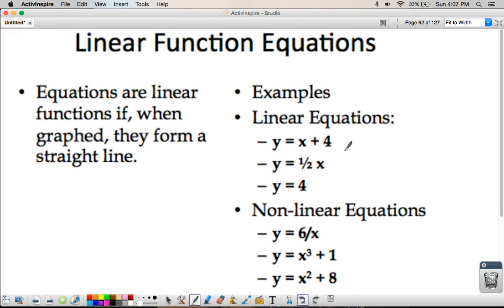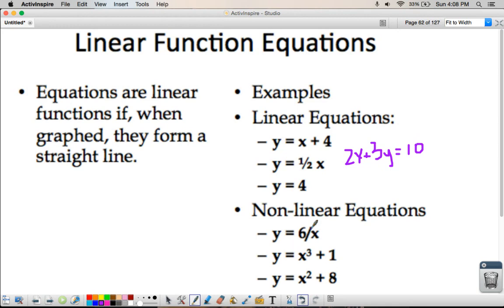So if I have 2x plus 3y equals 10, that could also be linear.